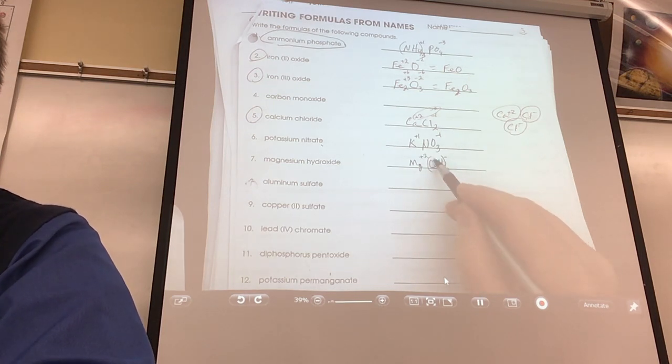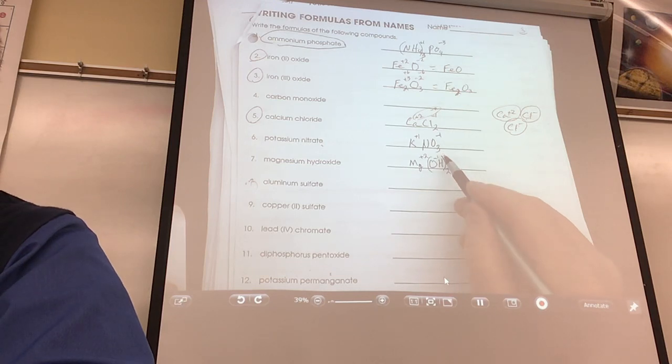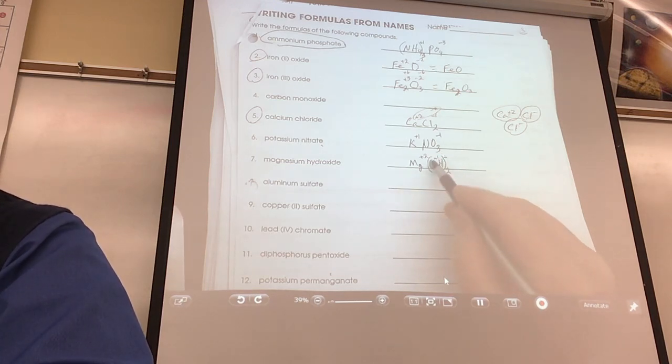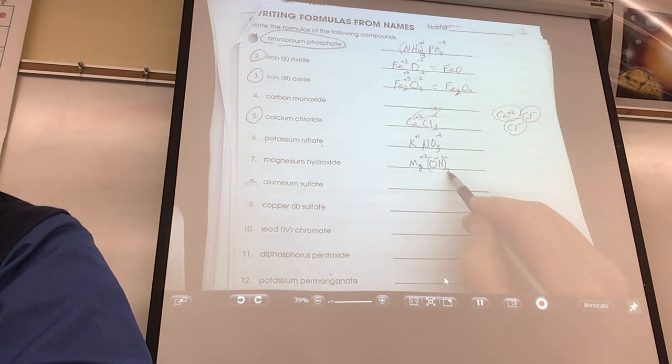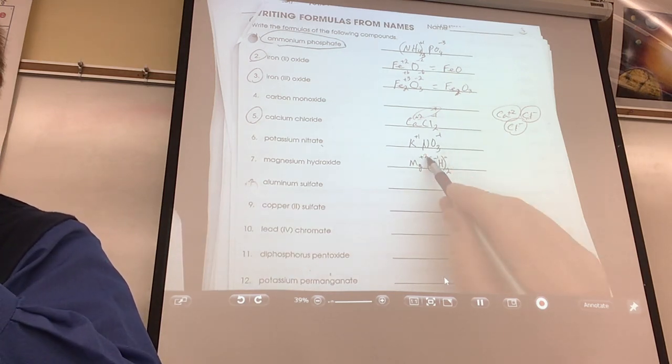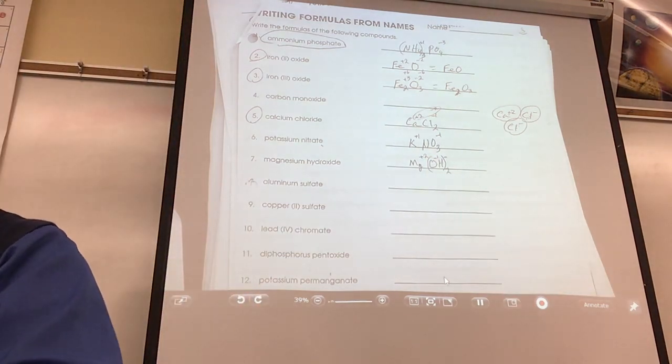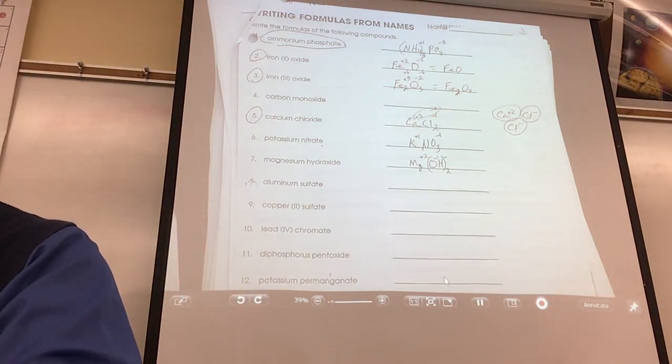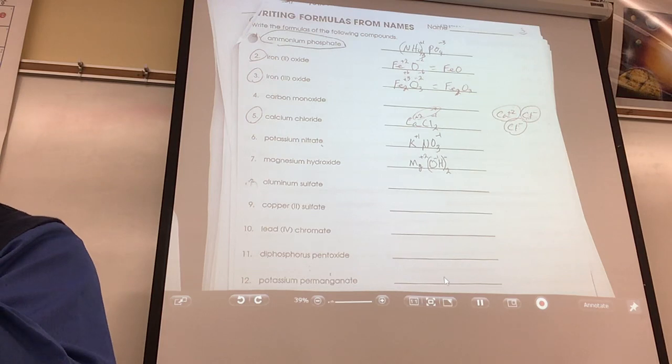Now look, if each hydroxide is -1 and you have 2 of them, what does that give you? That'd be -2. What's -2 and +2? Ding, ding, ding. Compound. When's the only time you need a parentheses in a formula? When you need more than one polyatomic ion. All right, here we go.